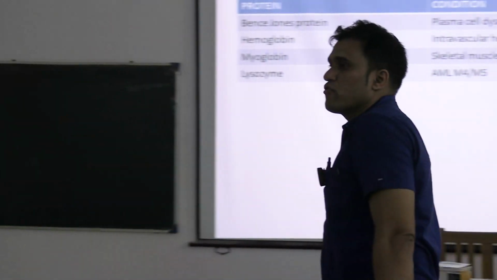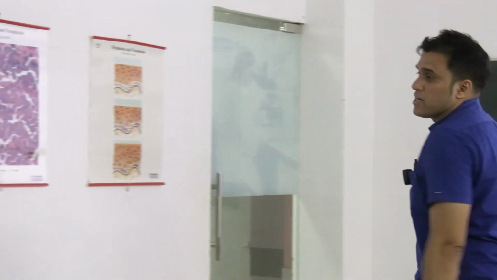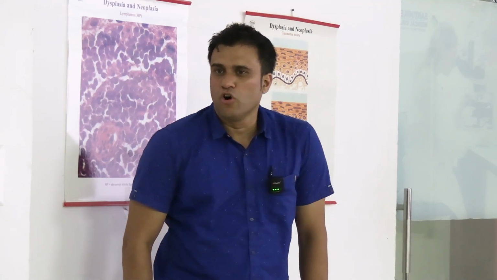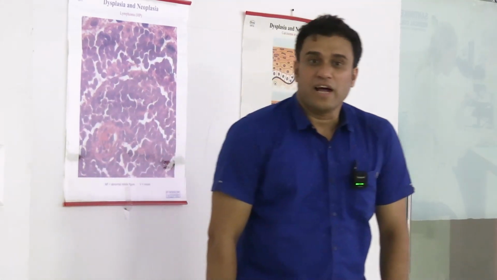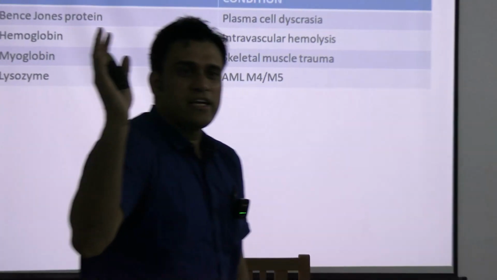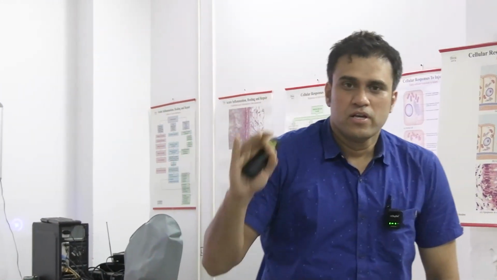Then you get overflow proteinuria. What is overflow proteinuria? When the concentration of low molecular weight proteins rises in the plasma, the concentration keeps increasing, the plasma can't hold it anymore. So it overflows in urine. So that is known as overflow proteinuria.